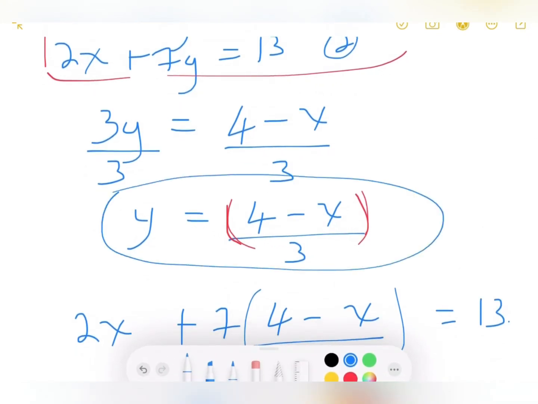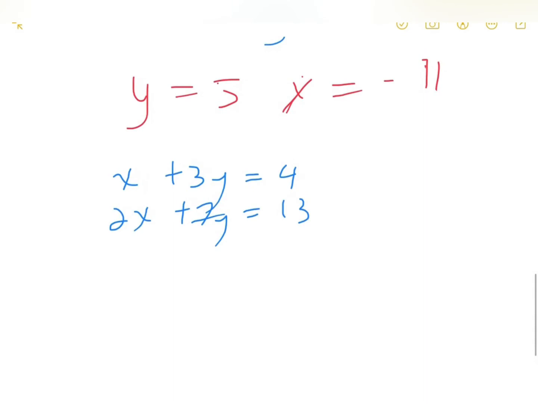We solved for y, then we substituted it into one of the equations. So in the elimination method, we will eliminate one variable, so we will have one variable to work with. So let's eliminate the x. What we will want to do is to manipulate equation 1.